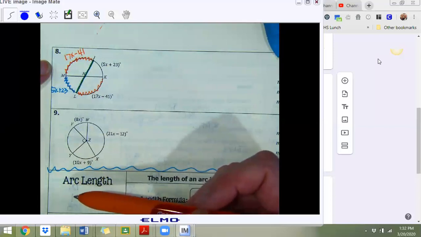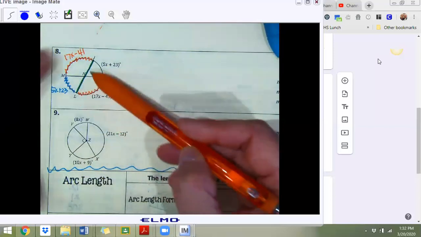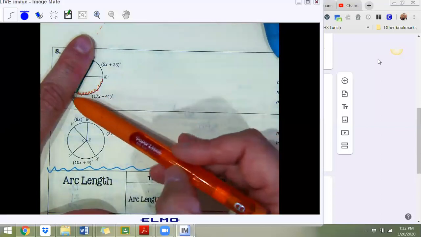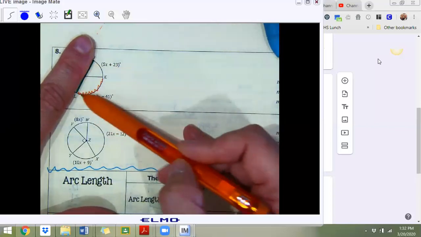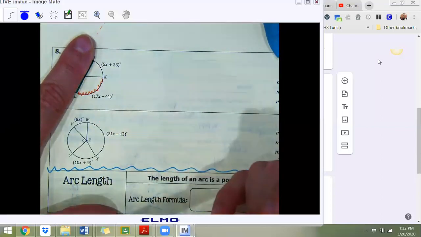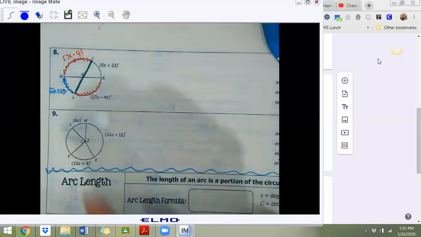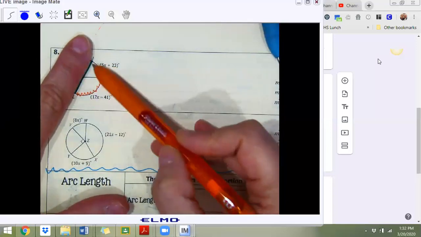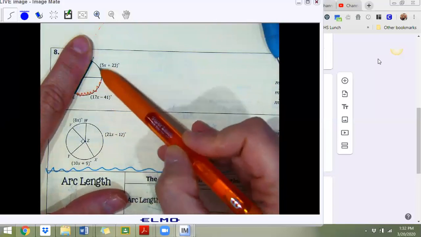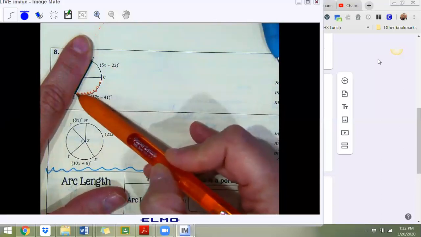That's a lot more math. So that's why I suggest finding those diameters. So you're cutting your equation down by half of it. Does that make sense? So I could add 5x plus 23 to 17x minus 41 instead of equal to 360. Well, if you're just using these two, equal how much? 180.